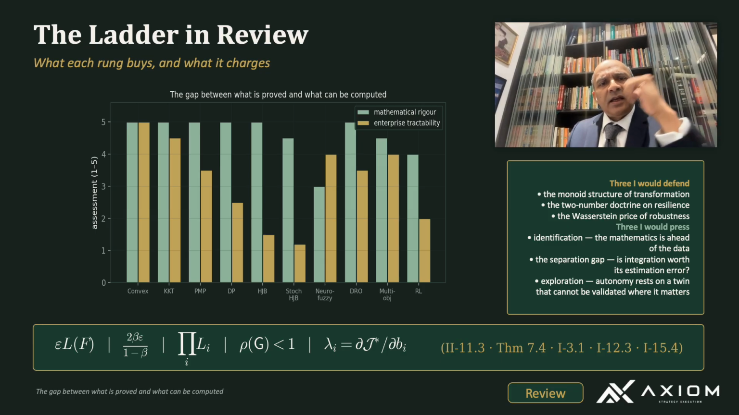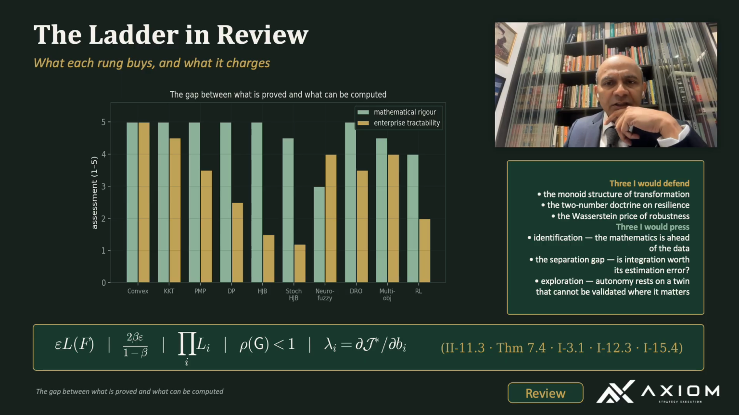So let me close by giving you the ladder with its concessions, which is what I promised at the start. When the system is convex, when you made that convexity assumption, that gives us global optimality and computable shadow prices, and there is a cost to it. The cost is an assumption about the enterprise that fails under increasing returns and threshold effects. Nonlinear KKT gives us local characterization and sensitivity, but costs us constraint qualification, which fails exactly in distress.